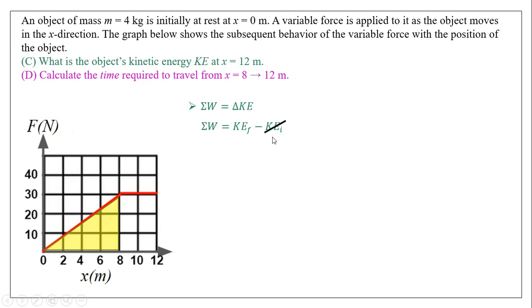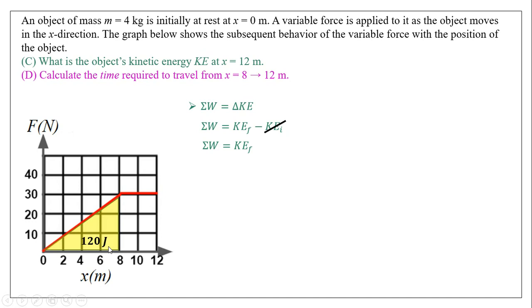Here, once again, I can cancel out Ki. I'm going to start from 0 meters and go to 12 meters, okay? You could, if you want, actually start from 8 meters, but I'm just going to start at 0 meters. Why? Because the object's initially at rest, so I can just cancel Ki out, which makes my life easier. So therefore, net work is simply Kf. Well, to find net work, all you have to do is, once again, find the area beneath the F versus x graph. So here, the first area we already found, which is 120 joules.